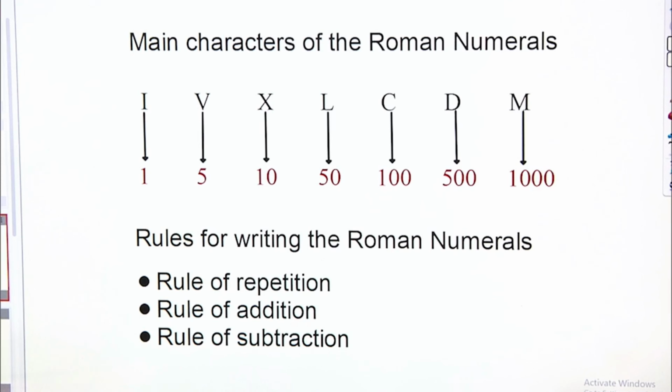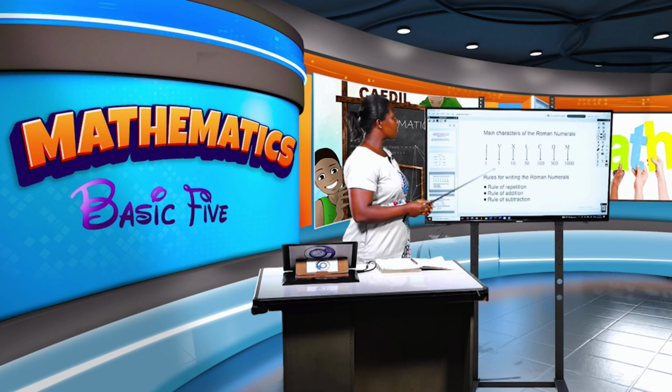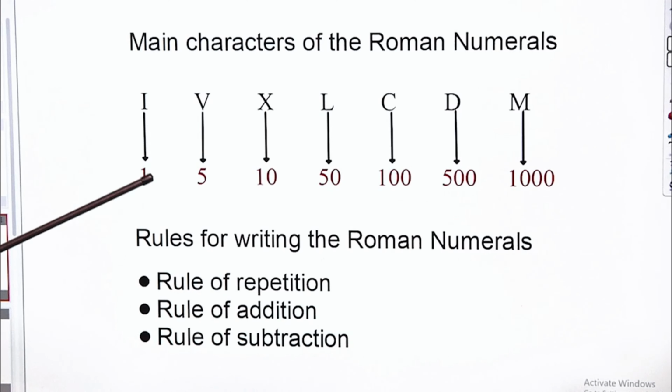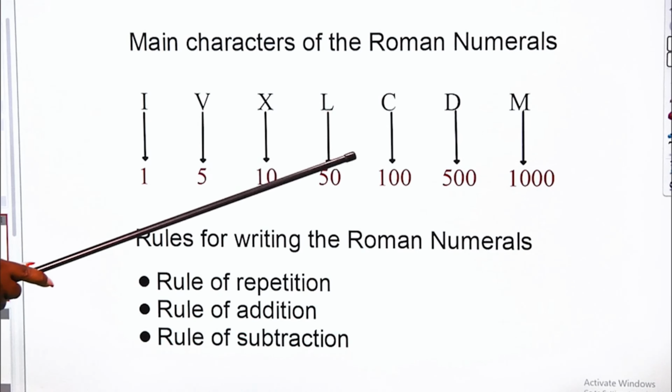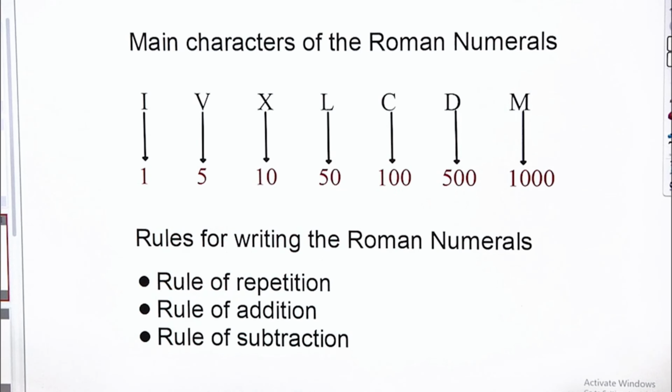Before we learn how to write the Roman numerals, we have some main characters that they use. And these are the main characters of Roman numerals. What are they? We have the I, V, X, L, C, D, and then M. These are the characters they use.